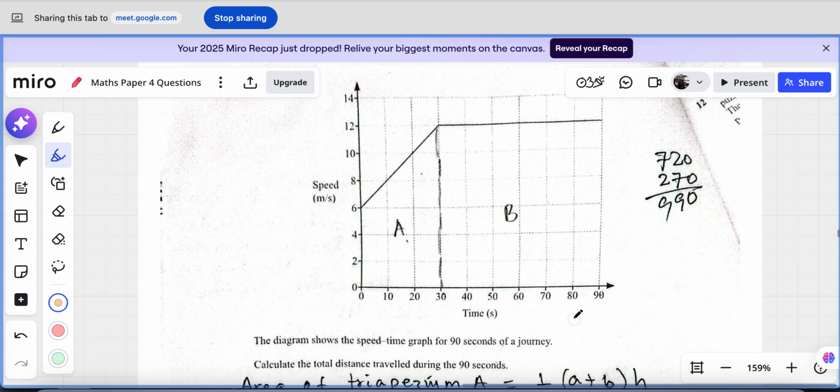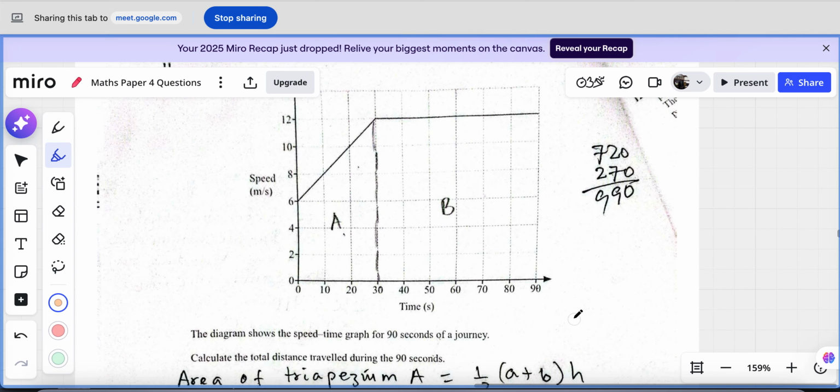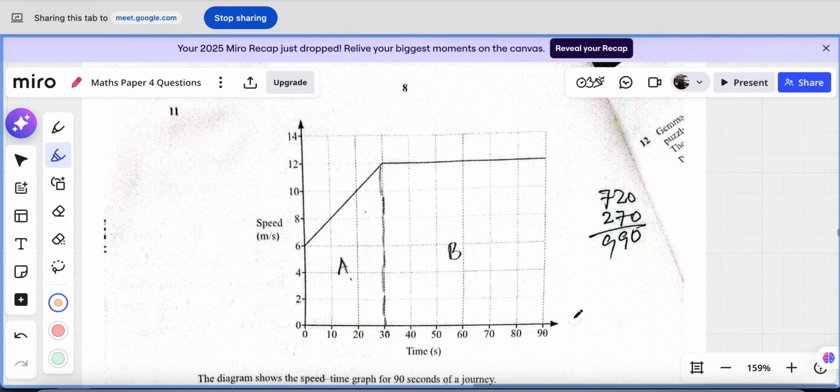Let's move to question 11. Okay, here is question 11. We have a speed time graph. Okay, and this journey starts from, you can see, from 6 to 12 and then straight this way. So this is a speed time graph.